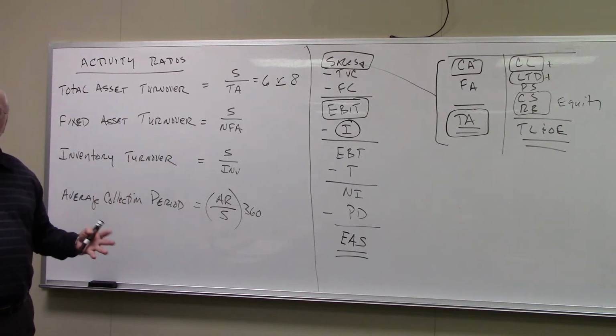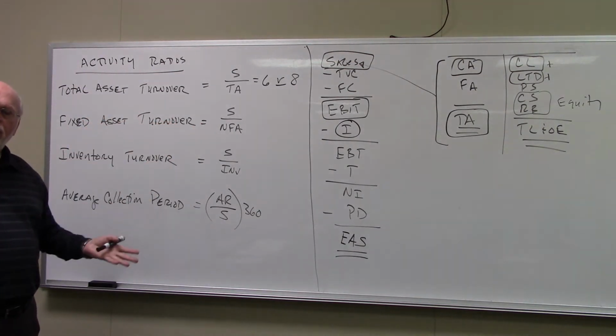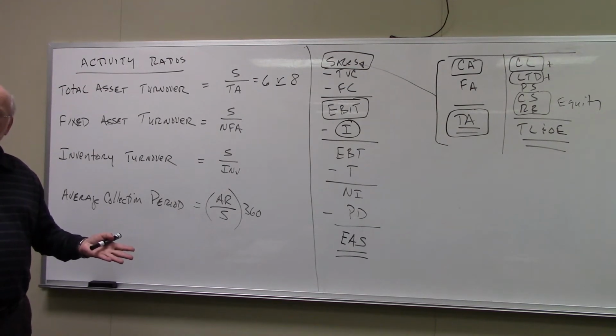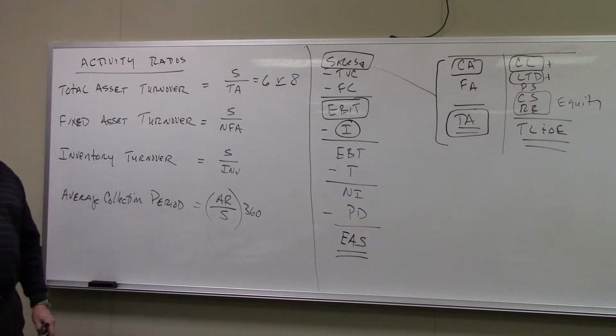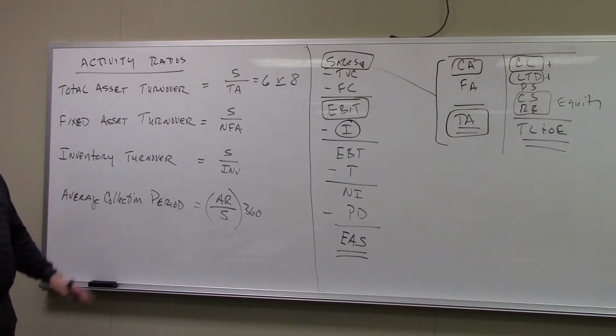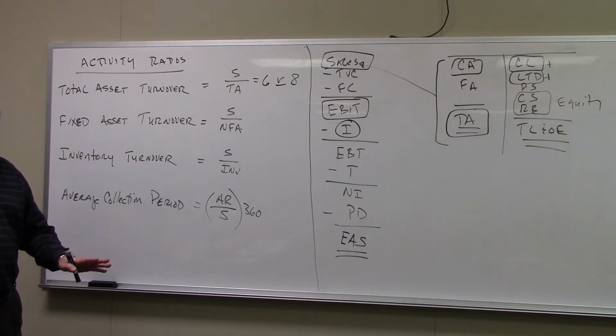As you look at the balance sheet here, we're going to start with total assets and then we're going to work our way up the left-hand side of the balance sheet. The next asset that we look at is going to be fixed assets. And indeed, we're going to calculate what's called fixed asset turnover. This is sales divided by net fixed assets, not gross fixed assets, net fixed assets.